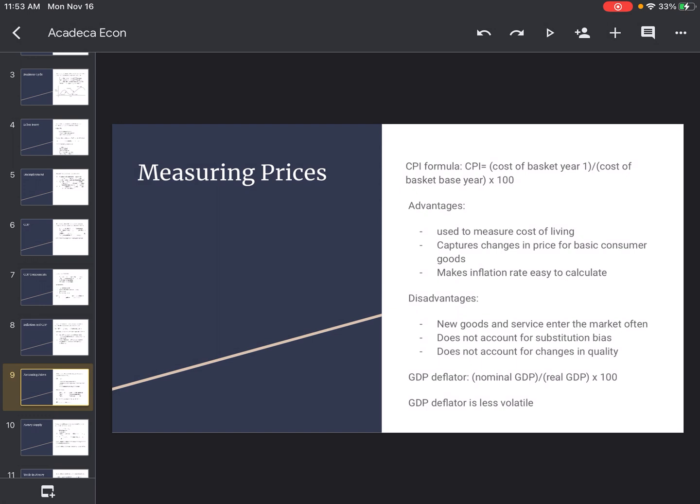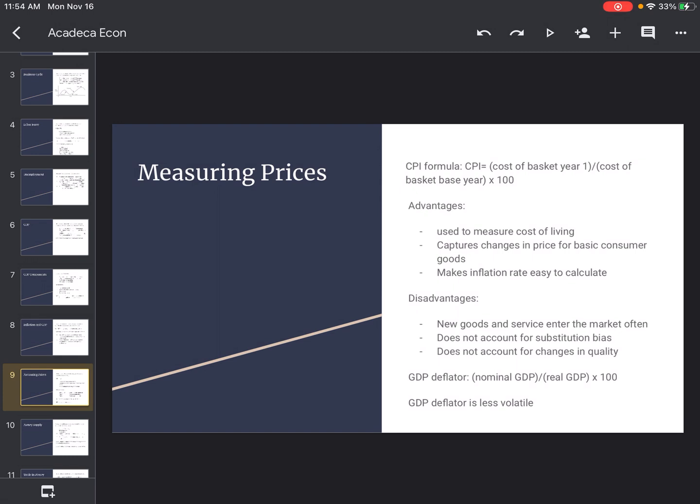So the advantages: it can be used to measure the cost of living, which is useful for things like Social Security benefits and unemployment checks. It captures changes in the price for basic consumer goods, which I guess keeps track of that microeconomic idea of inferior or superior goods. And it makes the inflation rate easy to calculate, which is always a benefit.